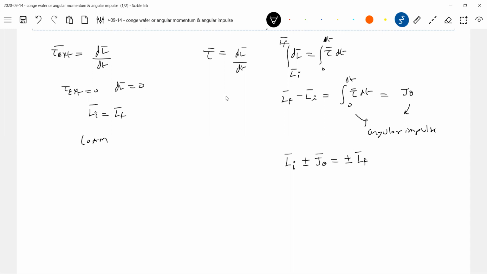Impulse momentum equation. What is this? Angular impulse and angular momentum equation. The same way how we discussed in the collision chapter at the end, the impulse momentum equation, very good numericals came when it came to impulse. Similarly here also, the best numericals are available in this particular section.